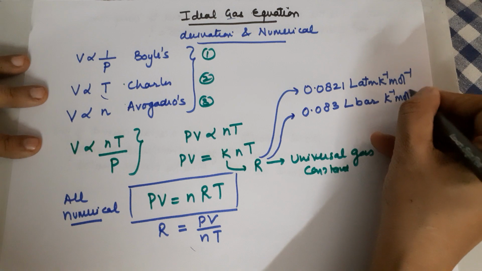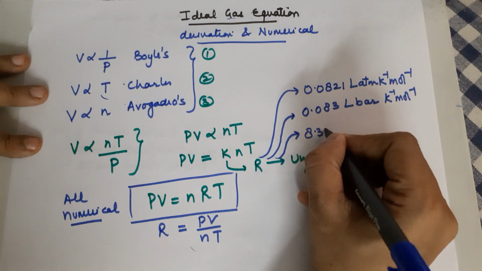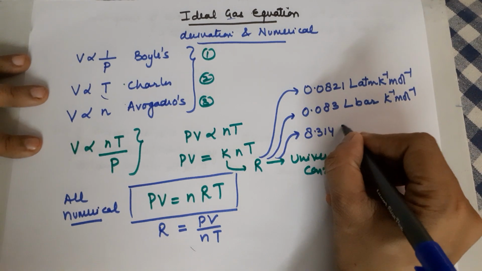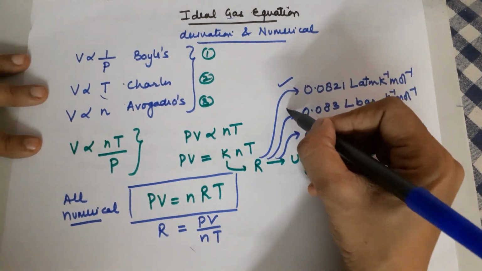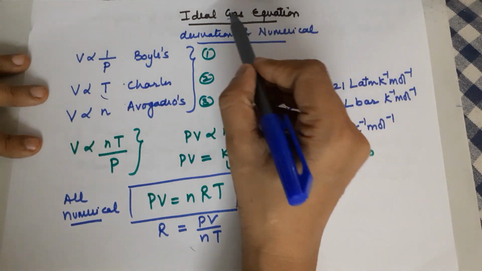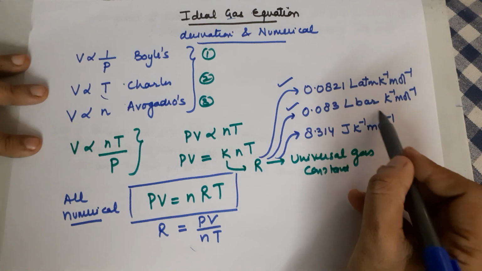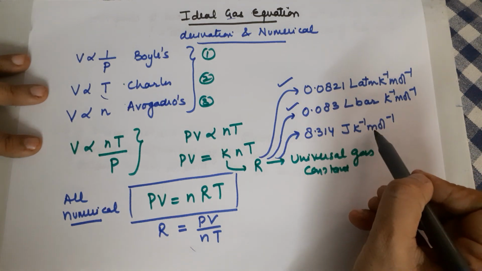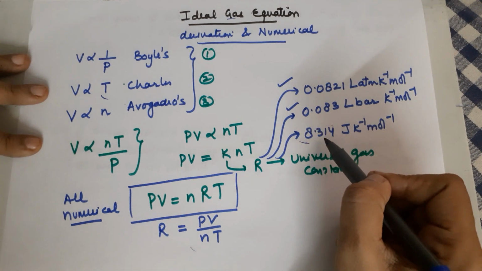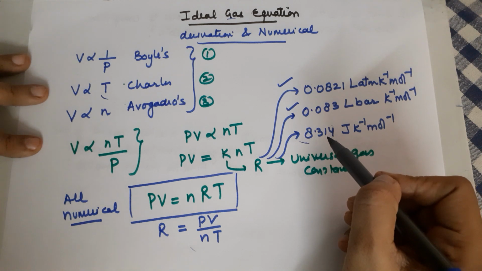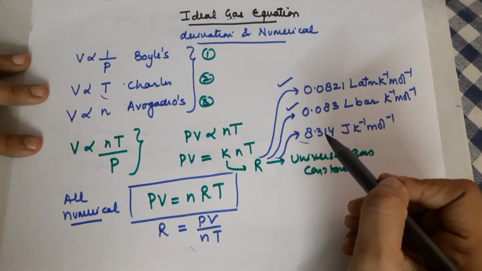The rest remains the same. Of course, there is another value for R which we are not using in this chapter: 8.314 joules Kelvin inverse mole inverse. Mind you, we would only be using the other two because our interest is in the gas equation, where we require pressure, temperature, volume, etc. We do not require joules, the energy parameter. This R value will be used in chapters with energy considerations, that is the next chapter, thermodynamics, and also in electrochemistry, not here.